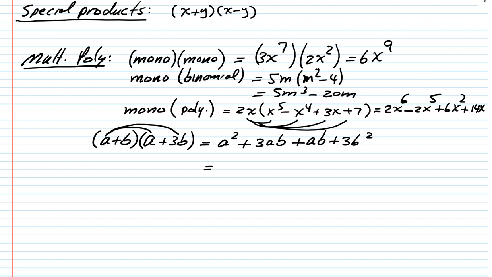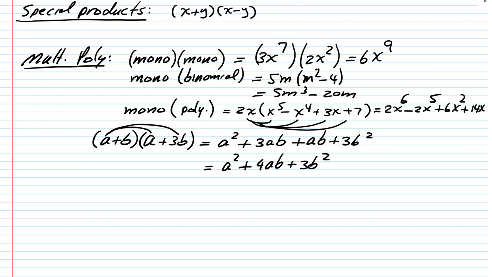Now we can combine like terms if there are any, which in this case there are. Like terms, by the way, are those terms that have exact same variables but possibly different coefficients. These two terms are like terms. They have the same variables. So I have 3ab and another ab. That's a total of 4 of the same thing. They're alike. And there you have it.